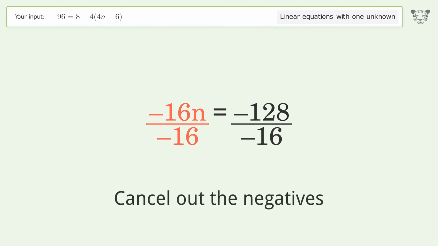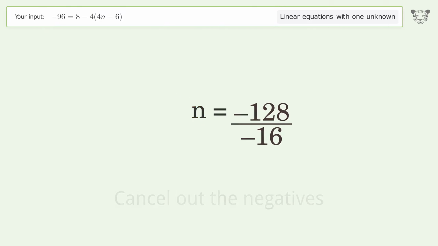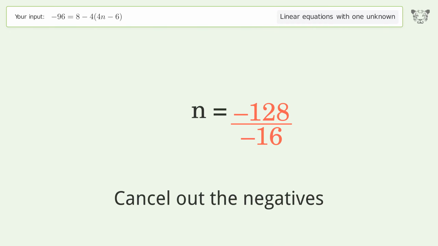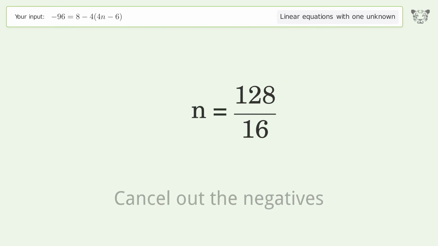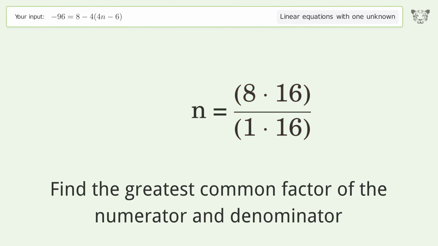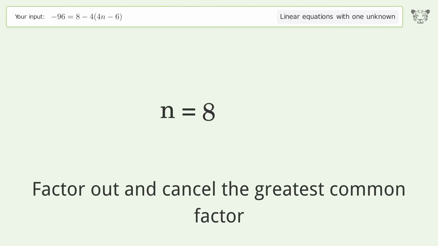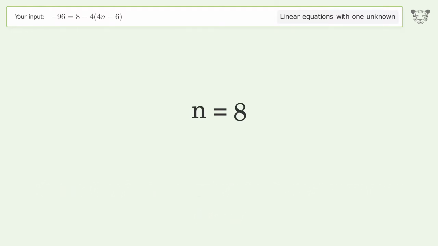Cancel out the negatives. Simplify the fraction. Cancel out the negatives. Find the greatest common factor of the numerator and denominator. Factor out and cancel the greatest common factor. And so the final result is n equals 8.